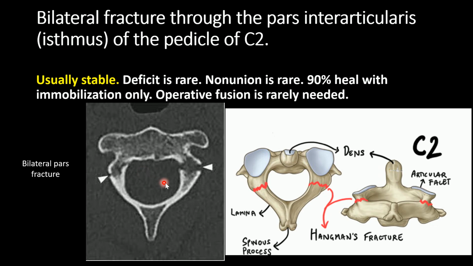Here in CT we can see the bilateral pars fracture, and here we can see a diagram that mimics the Hangman's fracture. It is usually a stable fracture and neurological deficit is rare. More than 90% of cases heal with immobilization only, and operative fusion is rarely needed. All these details will be mentioned.